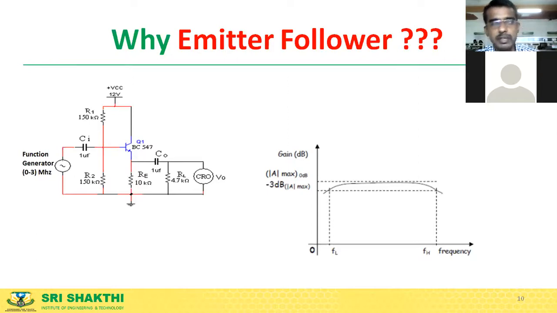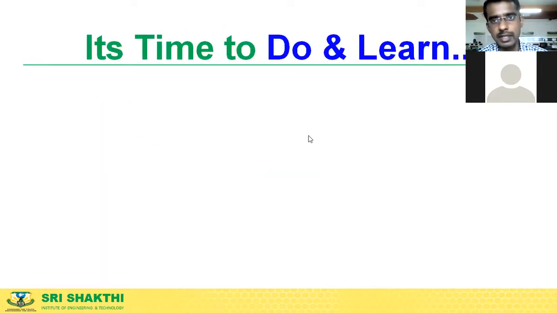Why impedance matching? They teach you in theory that only when the impedance is matched between source and the load, the maximum power will be transferred. So that's the idea. So the emitter follower is not going to have a bigger gain. It's going to follow the input voltage, right? You'll not believe it. Let's go and check it out, right? So it's time to do and learn. I'm going to do the experiment and show you how it's going to work. Let's go.